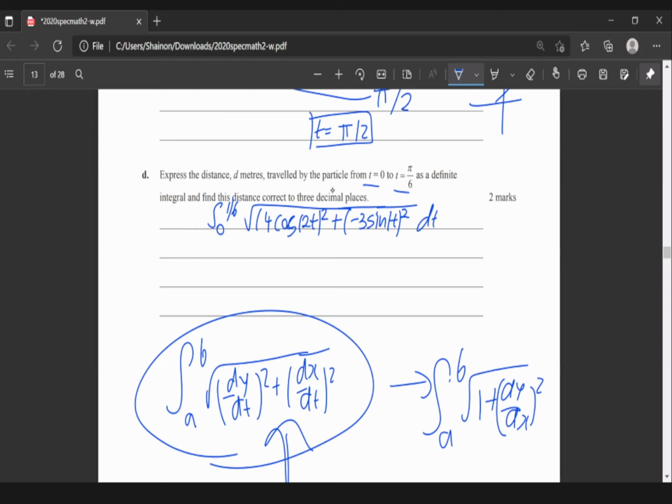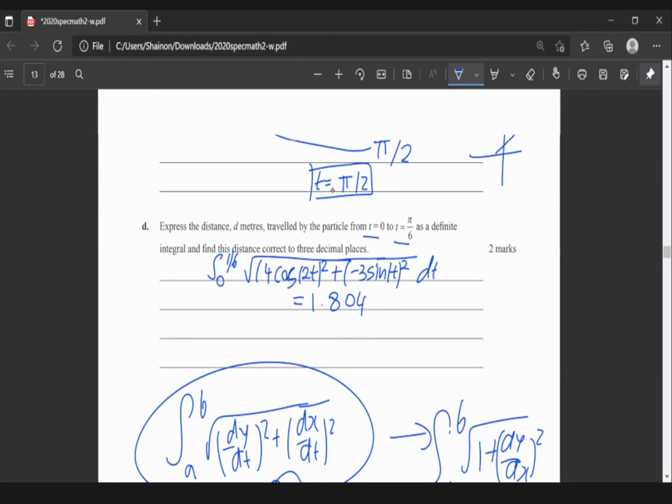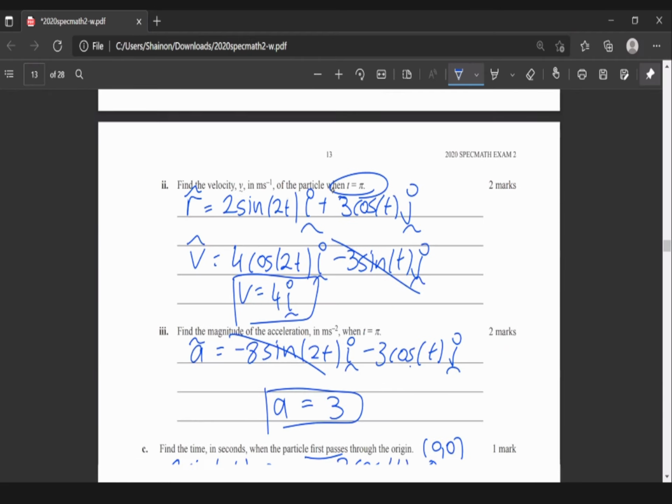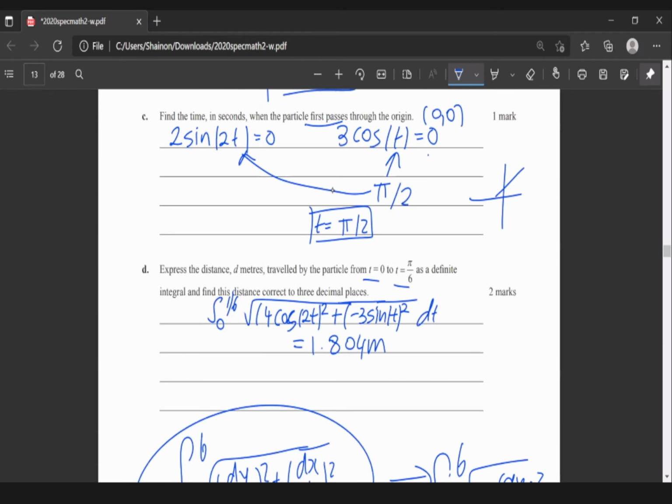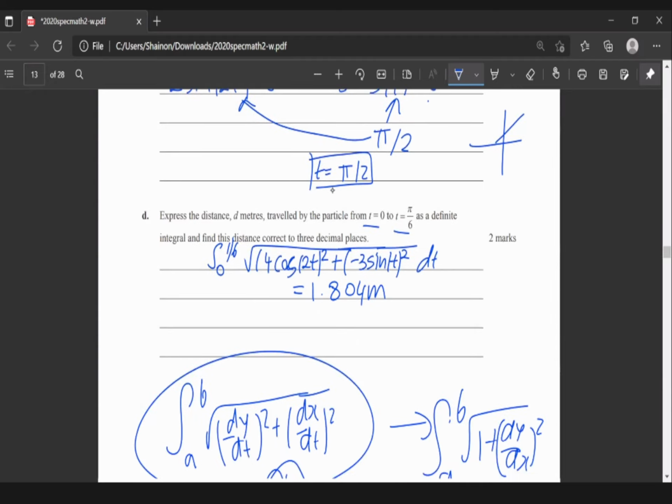And I think this should equal like 1.8 or something like that. Wait, let me check. Yeah, 1.804 meters. I guess it's in meters.